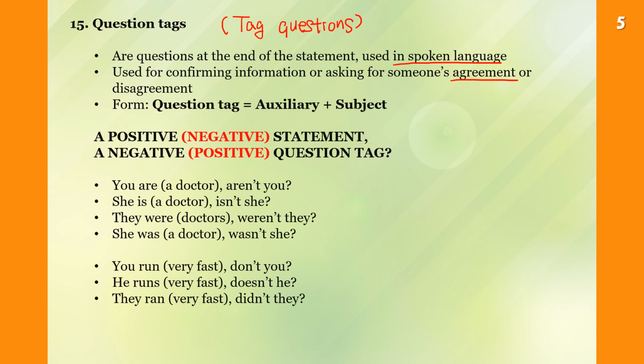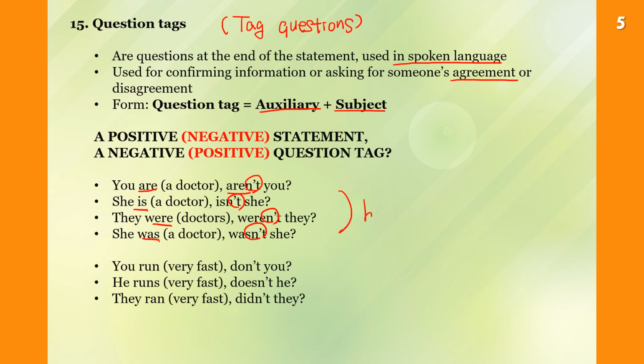The form of the question tag is auxiliary and subject. With a positive statement, you need a negative question tag. You are a doctor, aren't you? She's a doctor, isn't she? They were doctors, weren't they? She was a doctor, wasn't she? So this is positive and negative, positive, negative, positive, negative.